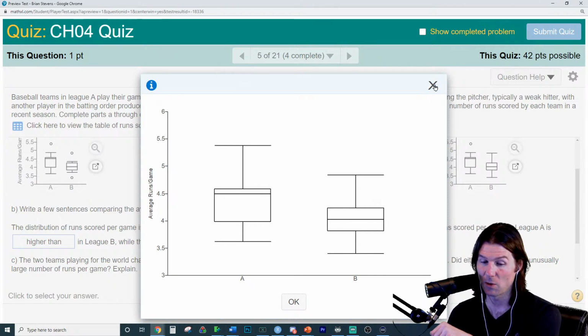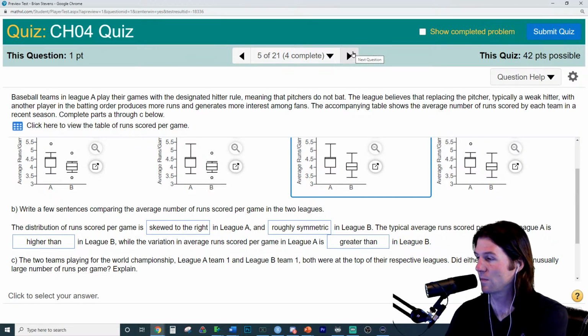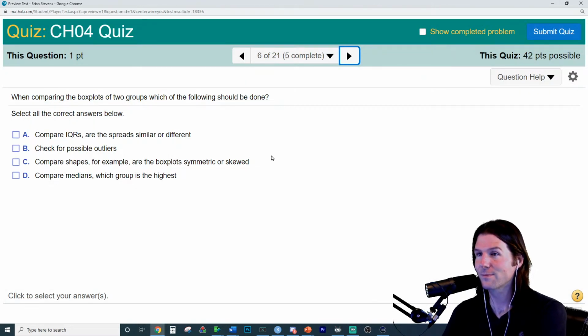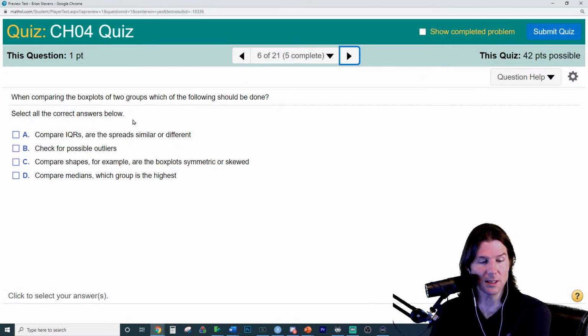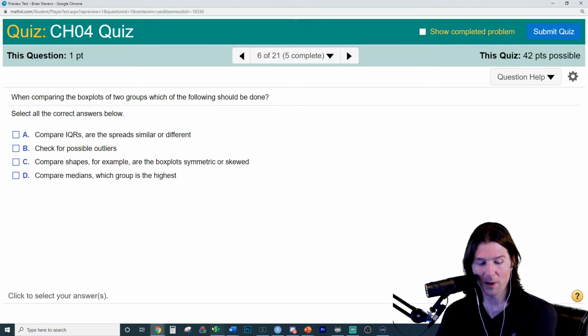This one, the box plot at least looks more symmetric, but when you look at the data, it indicates a little bit differently. So you can always go to the data. When comparing box plots of two groups, which of the following should be done? Can we compare the IQRs in box plots? So can we compare the IQRs?